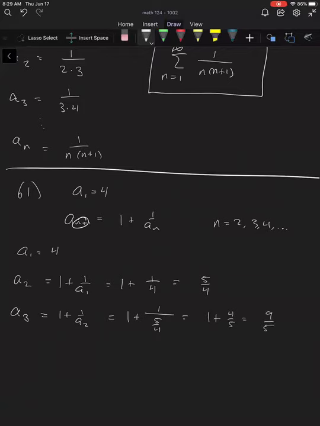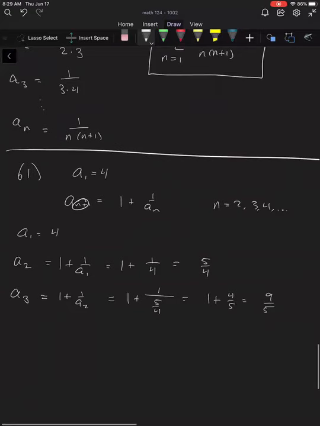So there's A3. And then let's do it for A4. So how do we do A4? Well, just doing the same thing as before. A4, let's erase this. So A4, now we want to plug N equals 3, because then we have 3 plus 1, which is 4.